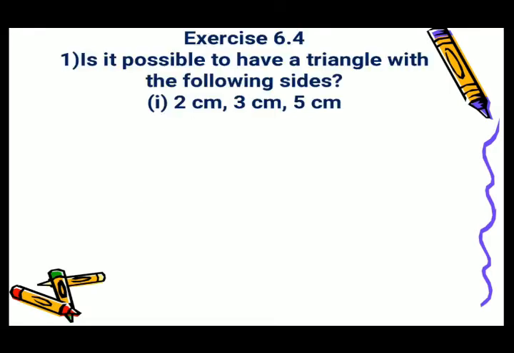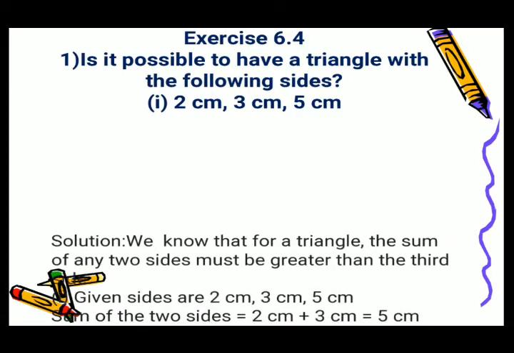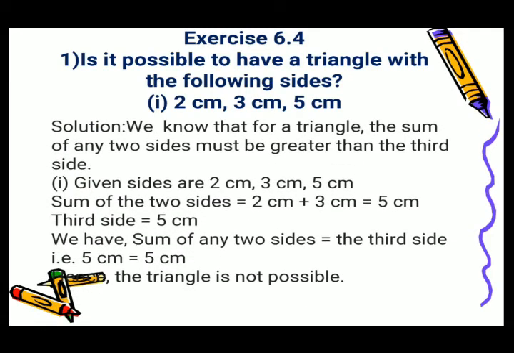Point 4. Is it possible to have a triangle with the following sides? So how to write down the solution whenever this type of sums are given? First you have to write down the triangle inequality property statement. Here we know that for a triangle the sum of any two sides must be greater than the third side. Here the measurements of three sides are given and any two sides we will add first.